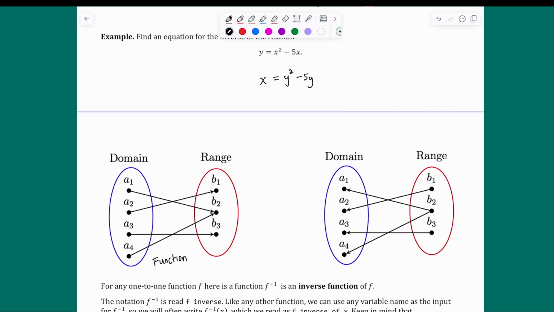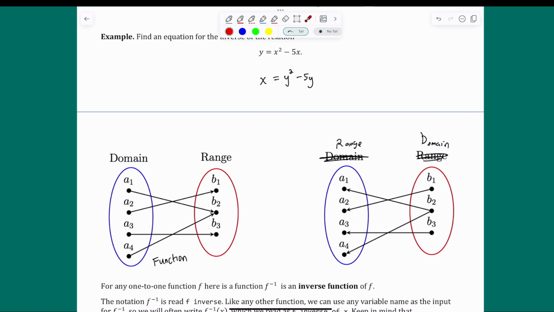However, when we reverse the arrows, and here, once again, this should be the range and this is the domain, and if we reverse the arrows, B1 goes to A2, B2 goes to A1, and B2 also goes to A4, and B3 goes to A3. Notice we have an issue.